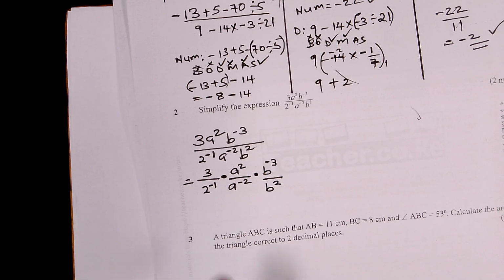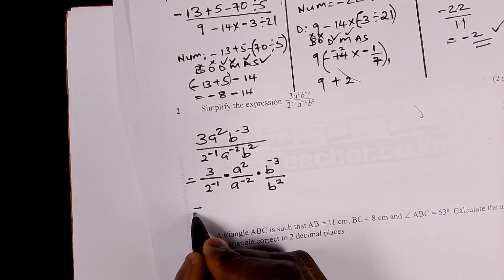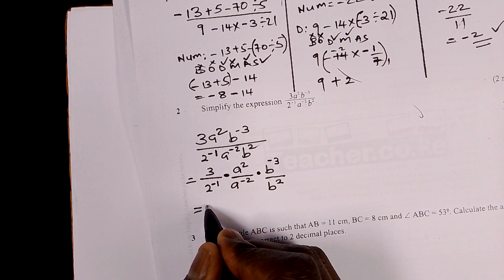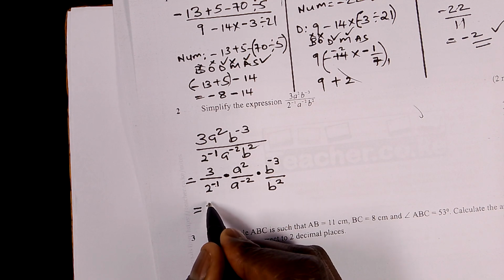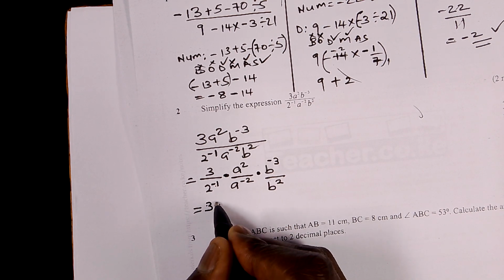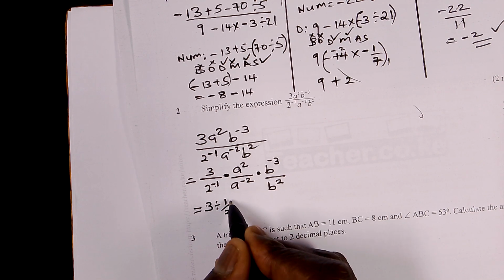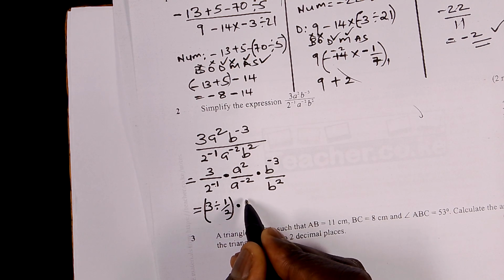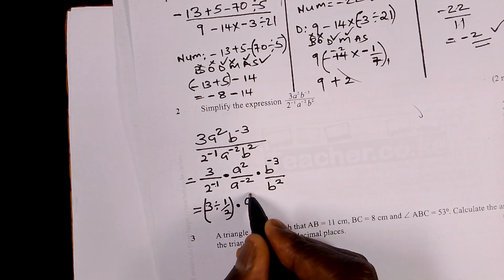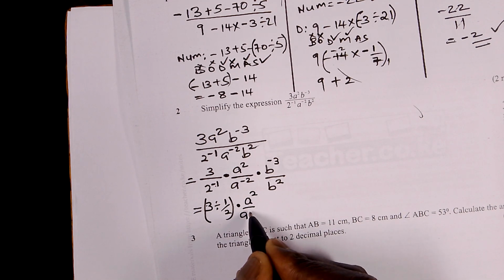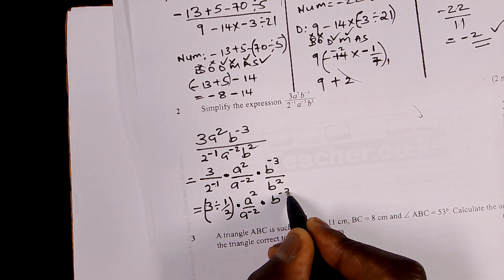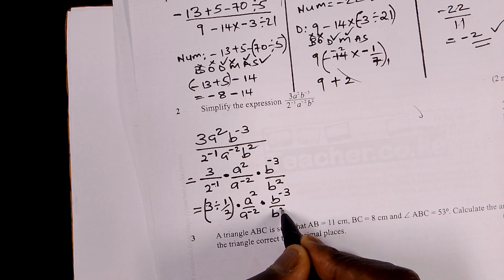Once we solve this, we will finally get our solution. So 3 divided by 2 to the power negative 1. 2 to the power negative 1 is the same as a half. So it is the same as saying 3 divided by a half, then multiplied by a squared over a to the power negative 2, multiplied by b to the power negative 3 over b squared.